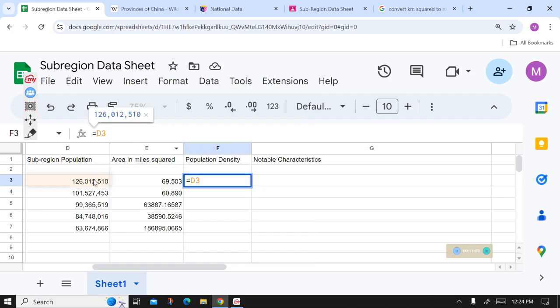Notice it highlights this cell in orange, so it lets us know this is the cell we think you're talking about. And so now we're thinking correctly. What we want to do is divide that, so we're going to hit the backslash.